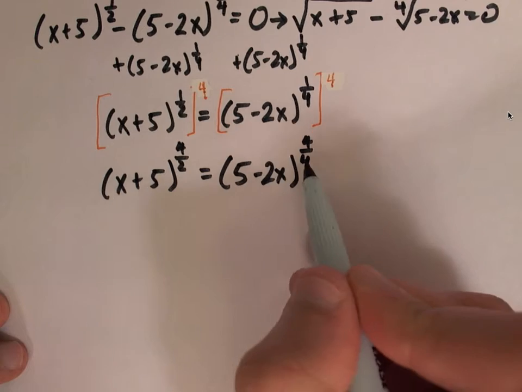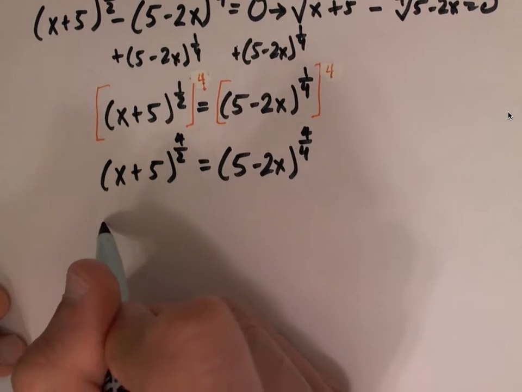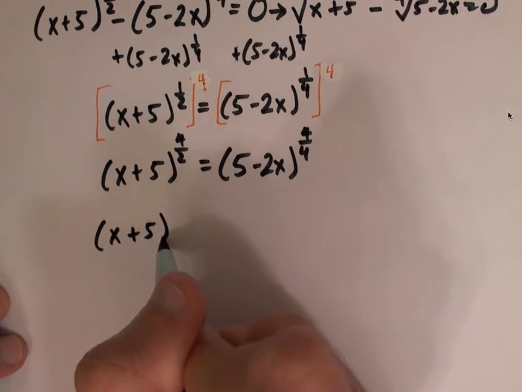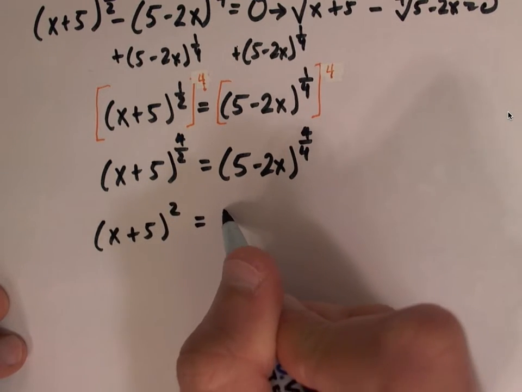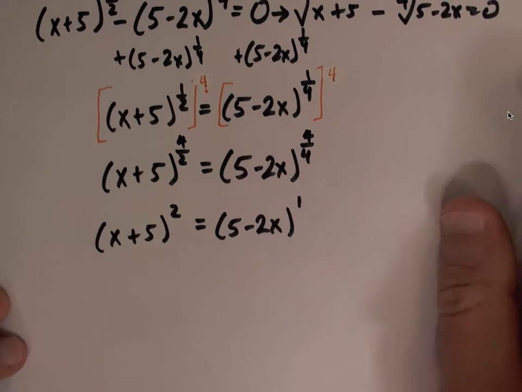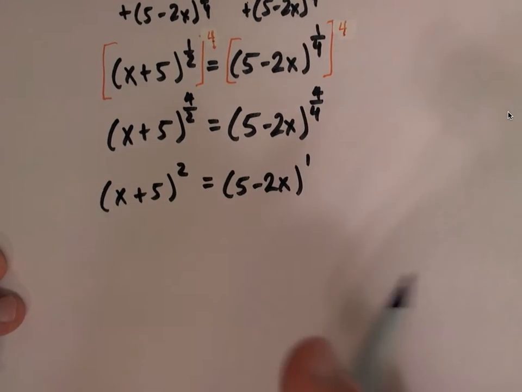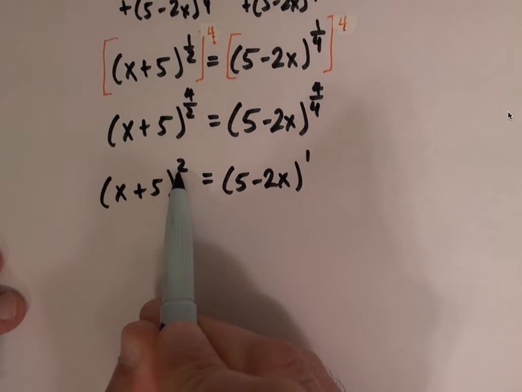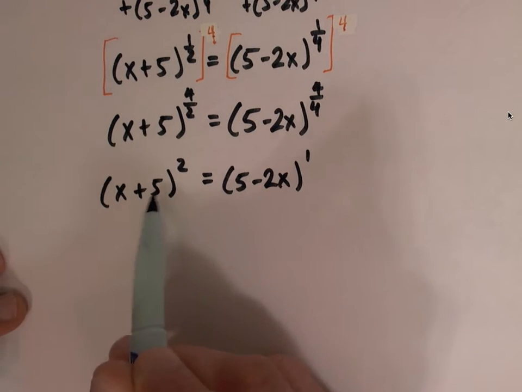And now we can see both of these are going to simplify to something we are a little more comfortable with. So x plus 5 squared equals 5 minus 2x to the first power. All right. Again, though, how do we solve this? Well, it looks like we're going to have some kind of quadratic equation here. So why don't we go ahead and multiply this out?